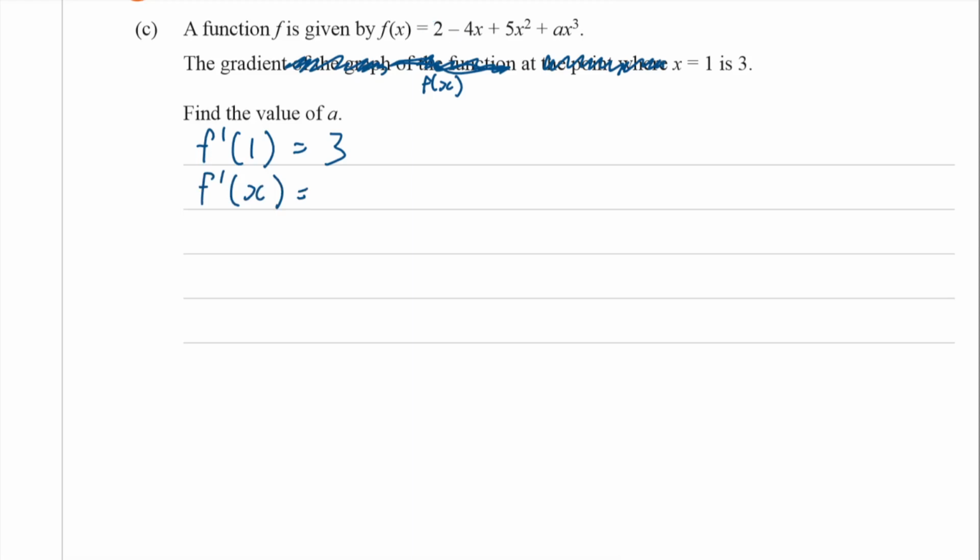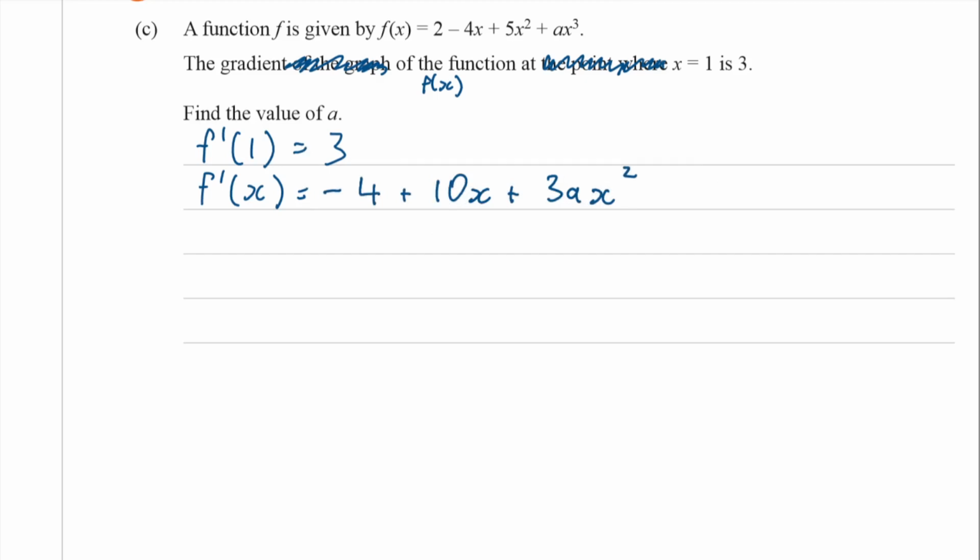of a constant is 0. Derivative of minus 4x is minus 4. Derivative of plus 5x squared, take the power, multiply it out the front, subtract 1 off the power, so plus 10x. Derivative of plus ax cubed, take the power out the front, so 3 times a, remember a is just a constant, so just treat it as such, and then x to the power of 2. And just to clear it up, I'll get rid of that 0.